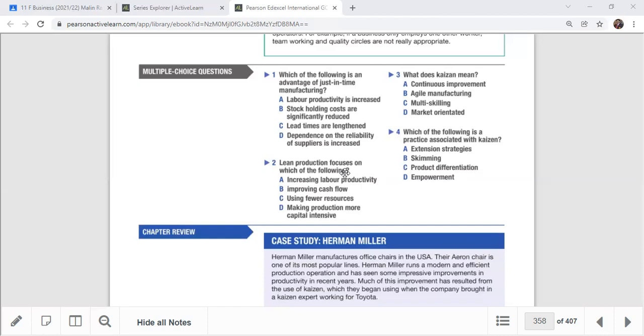Which of the following is a practice associated with Kaizen? A, extension strategies. B, skimming. C, product differentiation. D, empowerment. Yeah, 3 students got the correct answer this time. D is the correct answer.